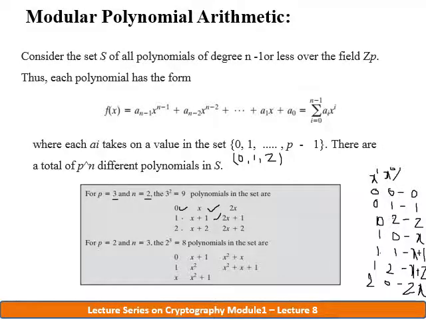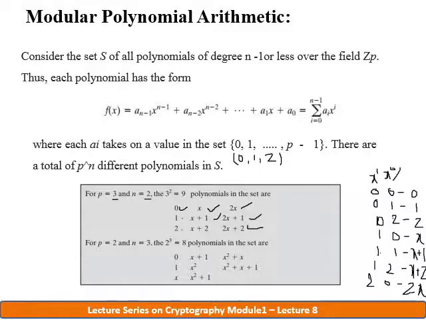So that's how I got this. The next one, what may be my next combination? 2, 1. 2, 1 means 2x plus 1. That is what I wrote here. After that, what is the last combination? 2, 2. So 2, 2 means 2x plus 2. So that's how we got these 9 polynomials for the condition p equal to 3 and n equal to 2.